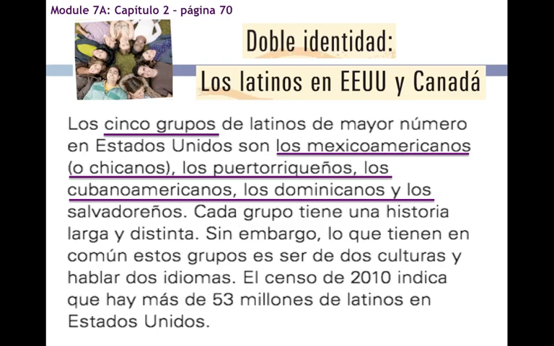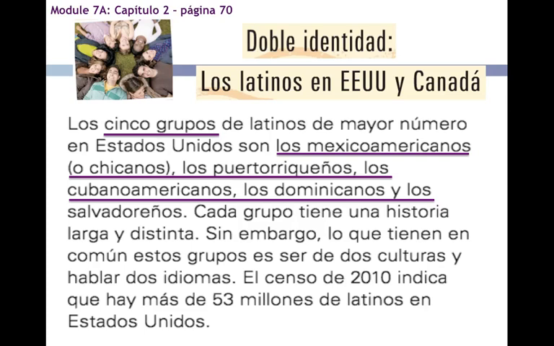Cada grupo tiene una historia larga y distinta. Each group has a history that's long and distinct. Larga is a false cognate, it means long. Sin embargo, however, lo que tienen en común estos grupos es ser de dos culturas y hablar dos idiomas. So, however, that which they have in common, these groups, is to be of two cultures and to speak two languages.